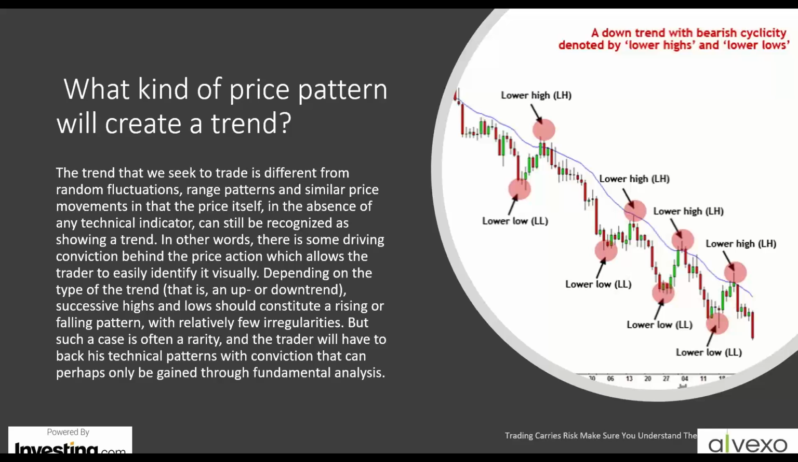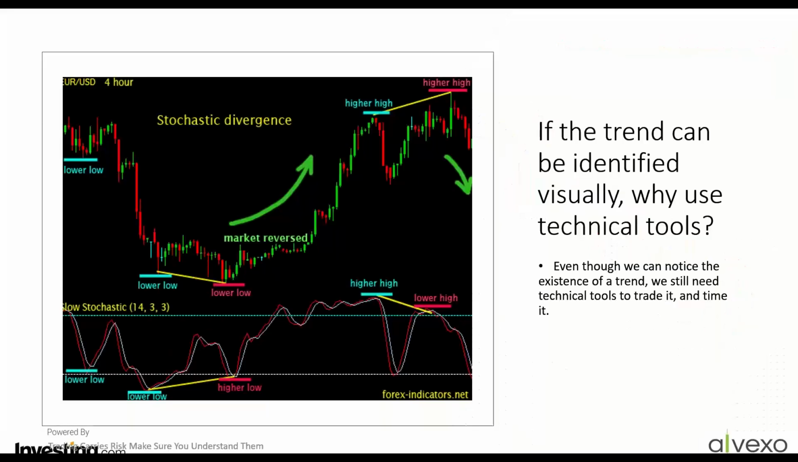Now, what kind of price pattern will create a trend? The trend that we seek to trade is different from random fluctuations, range patterns and similar price movements in that the price itself, in the absence of any technical indicator, can still be recognized as showing a trend. In other words, there is some driving conviction behind the price action, which allows the trader to easily identify it visually. Depending on the type of trend, that is up or down, successive highs and successive lows, with relatively few irregularities. But such a case is often a rarity, and the trader will have to back his technical patterns with a conviction that can perhaps only be gained through fundamentals.